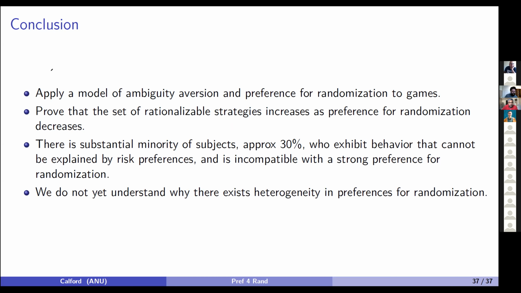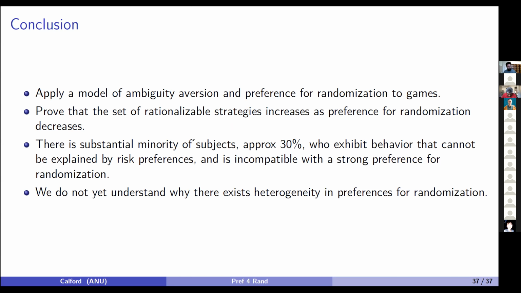All right, so what did I do? Well, I applied a model of ambiguity aversion and preference for randomization to games. I picked up Saito's model and applied it to games. Using that, I was able to establish that the set of rationalizable strategies increases as your preference for randomization decreases.